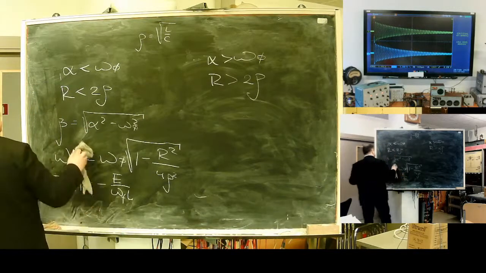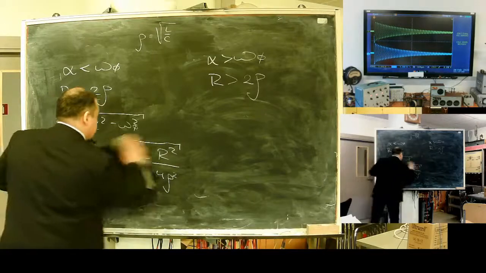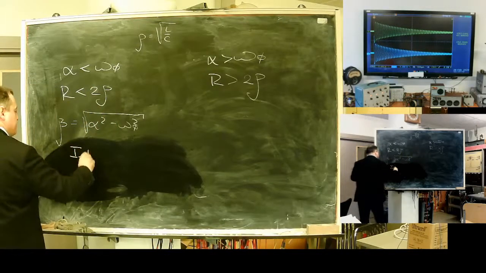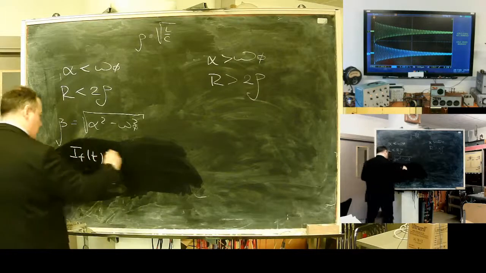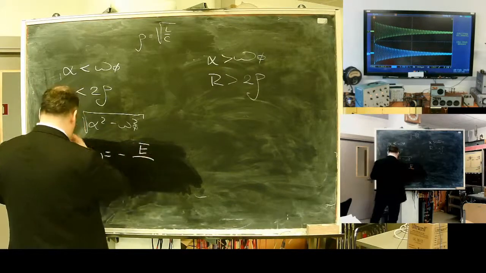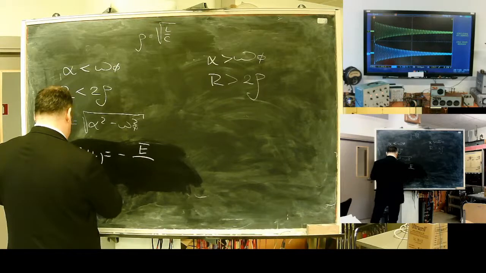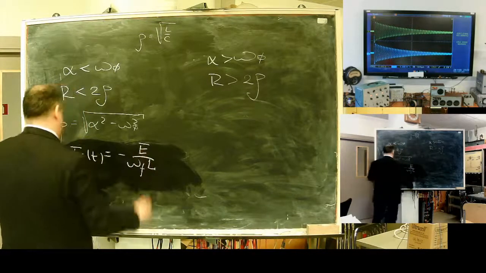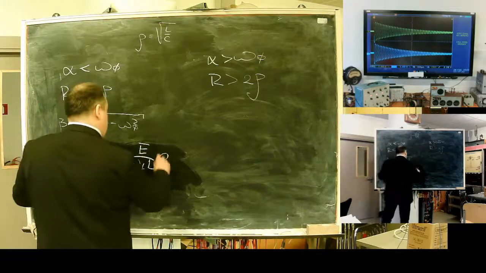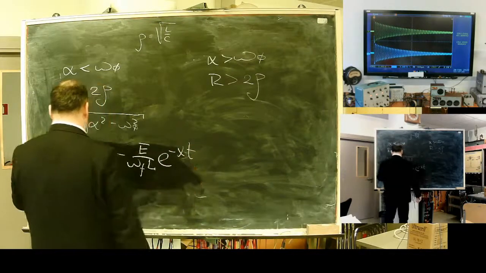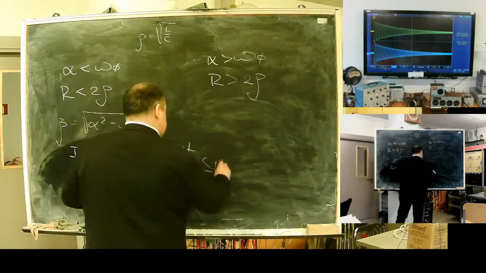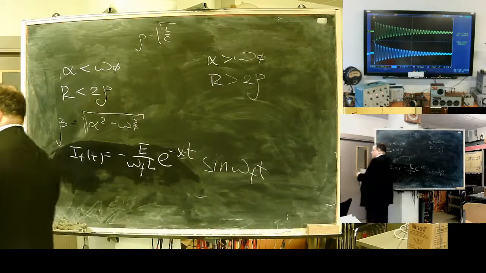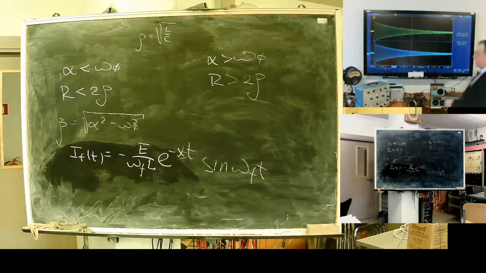Not enough space. It will be minus A divided by omega f, e to the power minus alpha t, sine omega f t. That's what we're seeing here.